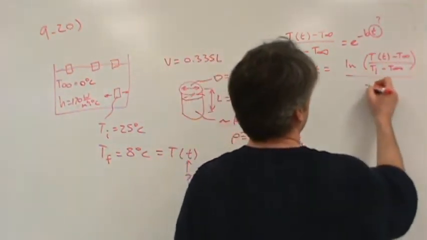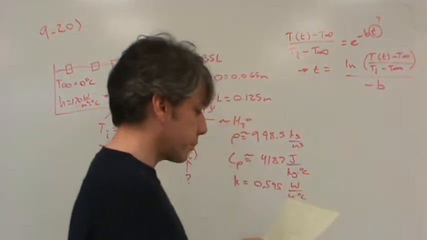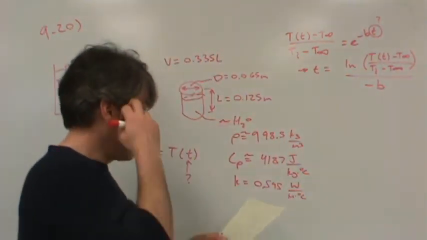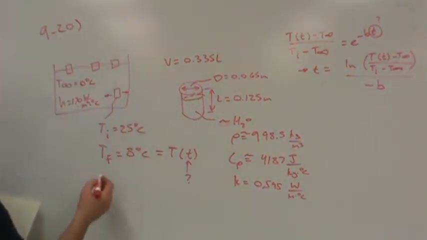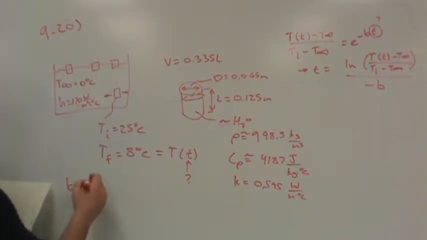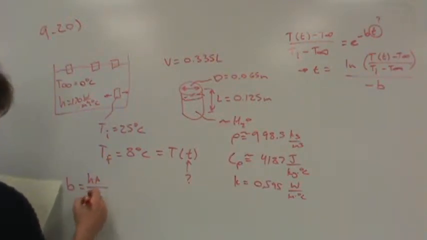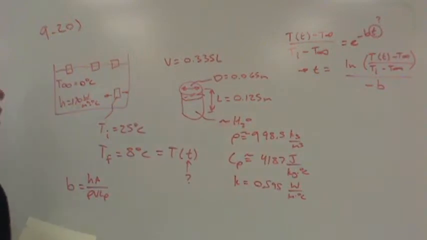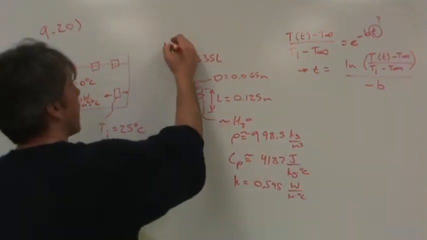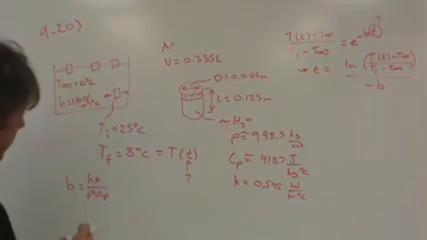Okay, divided by negative b. So we need to calculate the parameter b. I'll do it over here because I'm running out of space over there. B is hA over rho V Cp. Now how much area does the can have? Notice we need it here.